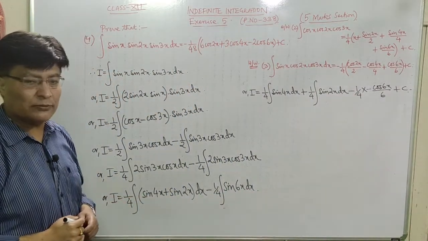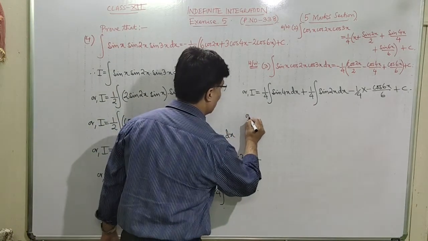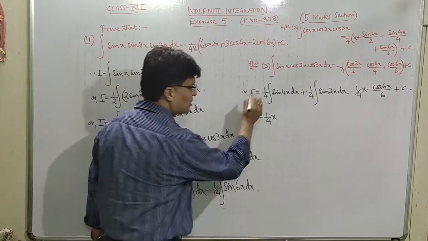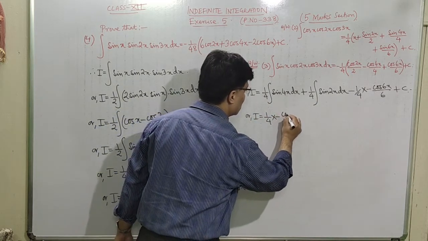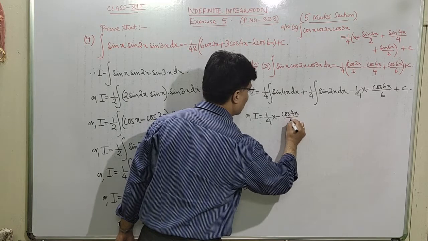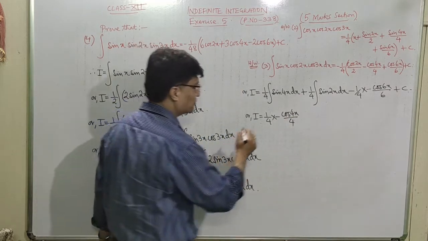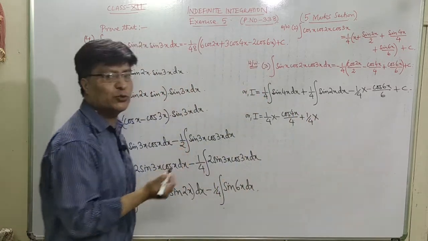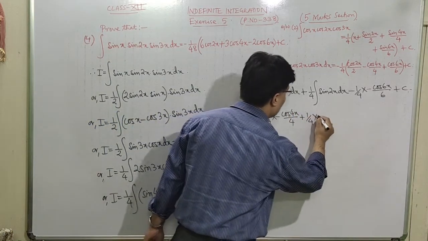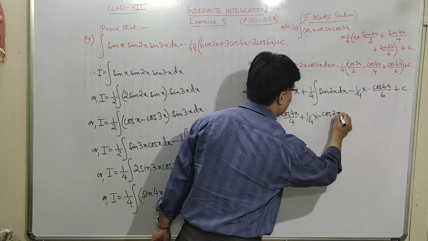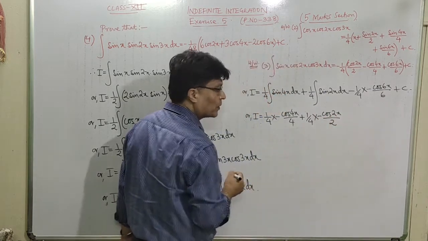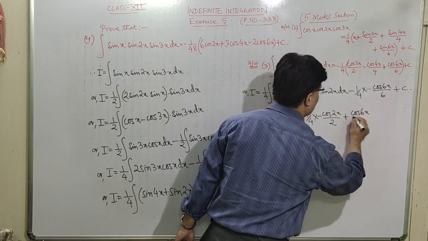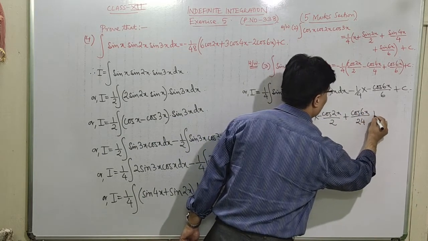So is it understood now? So next, I is equal to 1/4 into, what is integration of sin 4x? It is minus cos 4x by 4. This is the formula, right? Plus 1/4 into, what is integration of sin 2x? It is minus cos 2x divided by 2. And then this is minus into minus plus. This is cos 6x divided by 6, 4 sixes are 24, plus c.